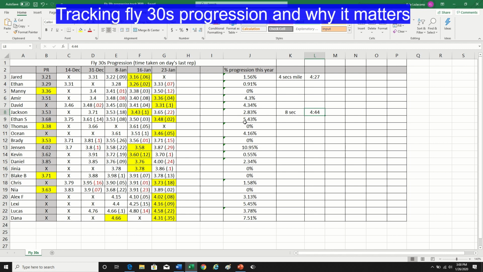So just another way that you can track metrics for your kids, how you can see these improvements, and show these small victories for your kids throughout the season.